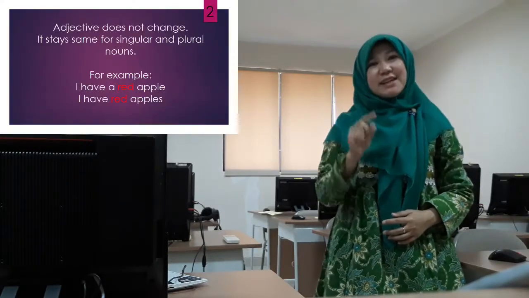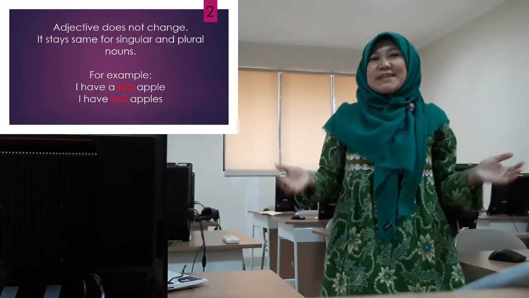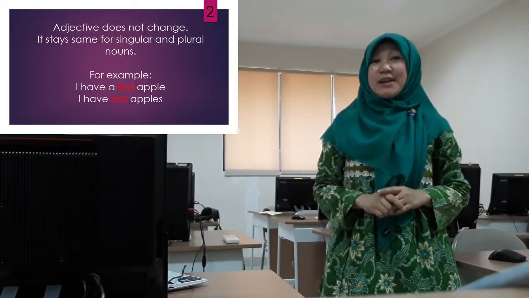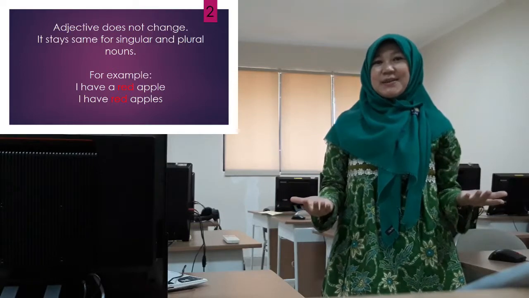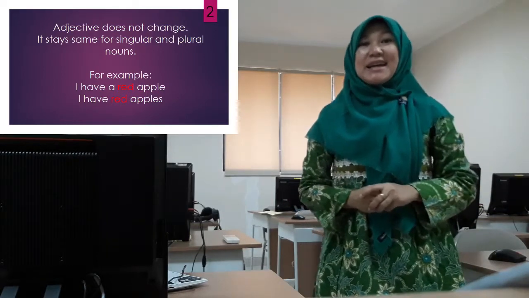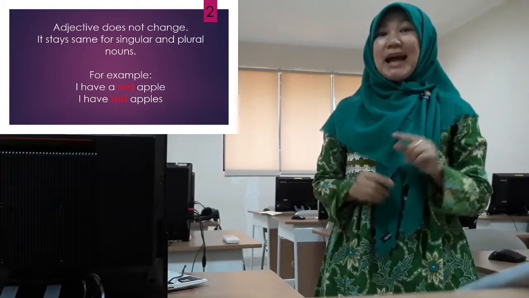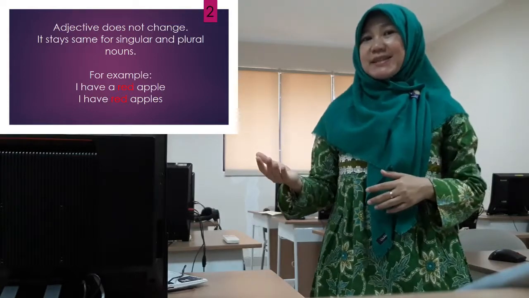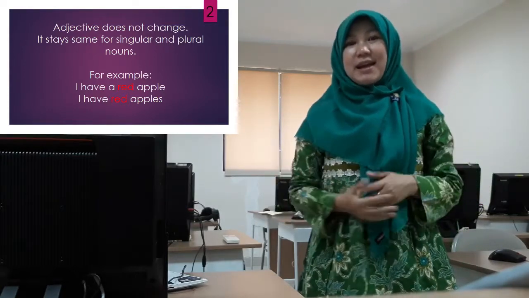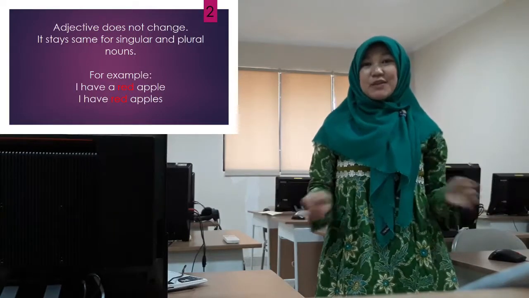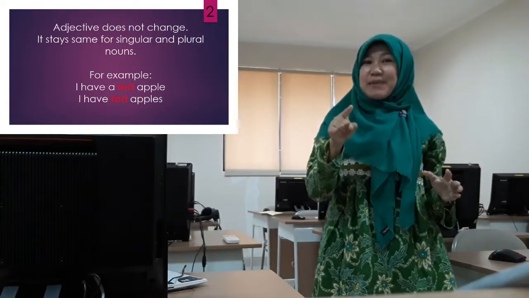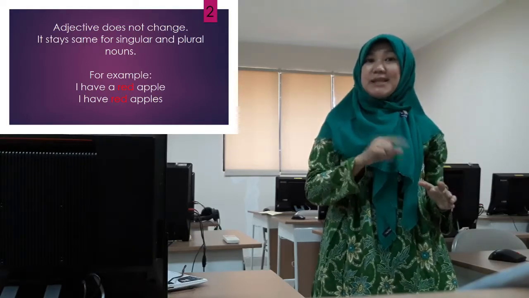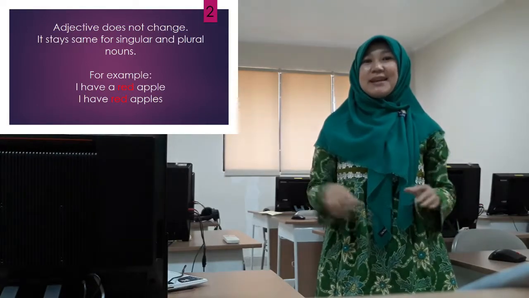The second characteristic of adjective is adjectives are always the same for all nouns, no matter whether it is singular or plural in the sentence. So, this is an example. I have a red apple. Or in another sentence, I can say, I have red apples. So in those sentences, we understand that red stays the same even for singular apple and plural apples.